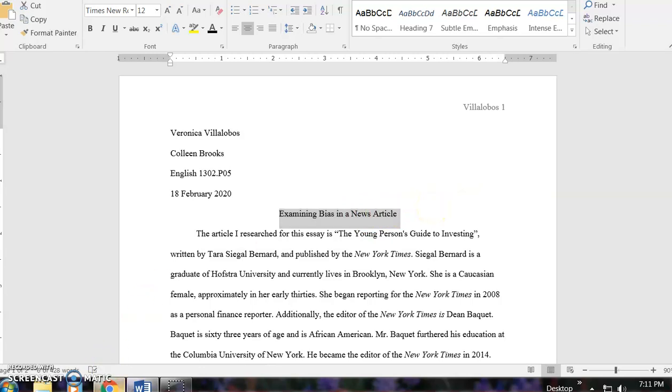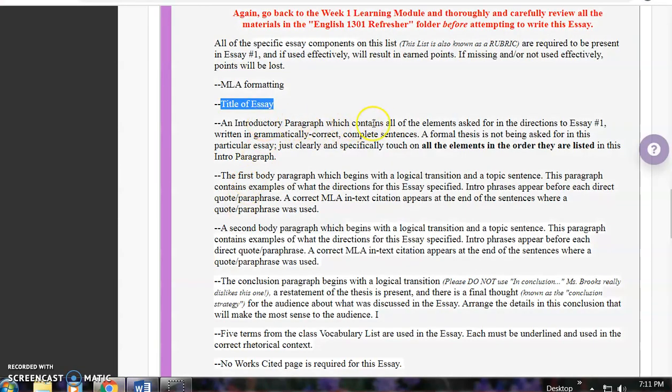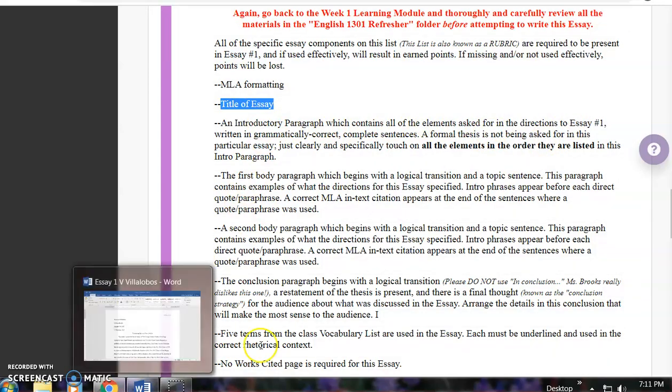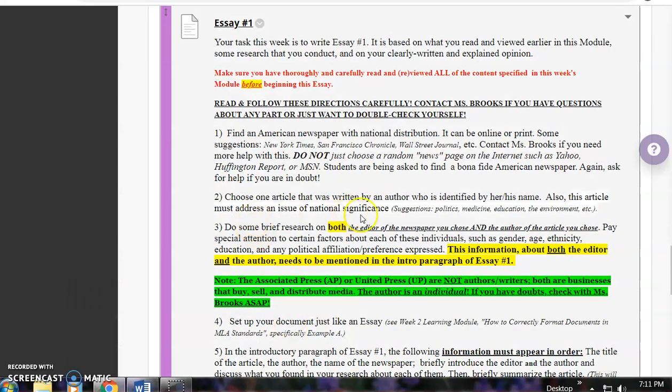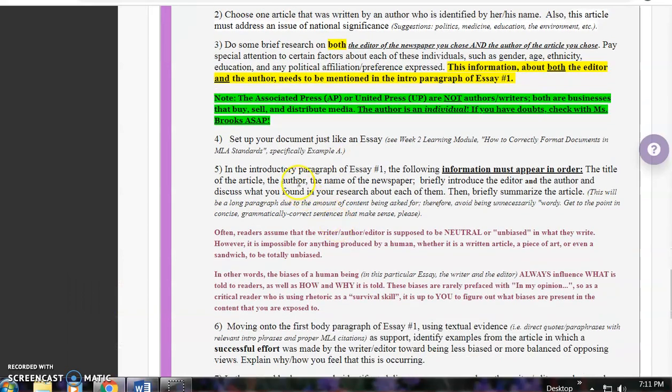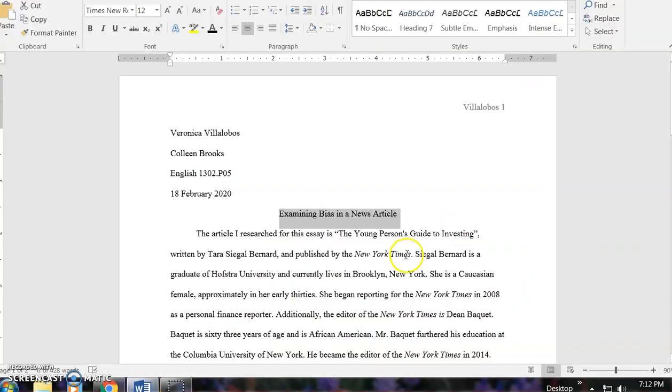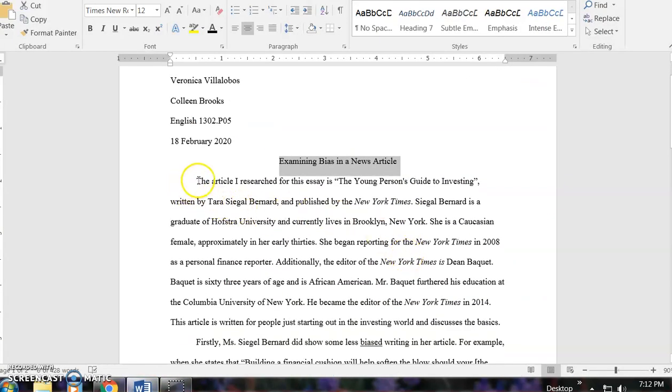Okay, so let's go back here. Introductory paragraph that contains all the elements asked for in the directions for essay 1. If you go back down here, it tells you information must appear in the order: title of the article, the author, name of the newspaper. And this was written as a complete sentence. As I mentioned earlier, many of you did not write it as a complete sentence. You just listed those 3 things as a sentence fragment. That's not going to work.